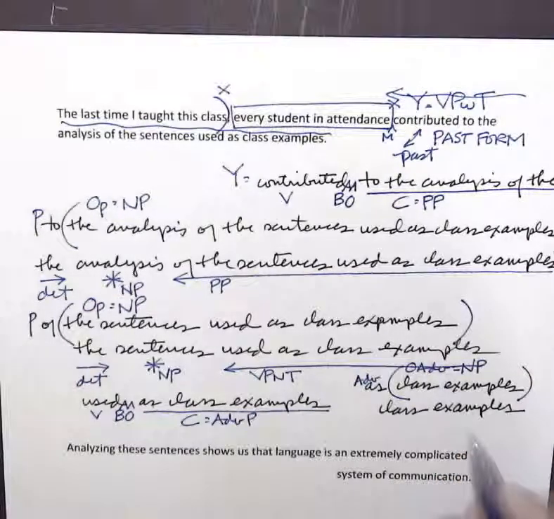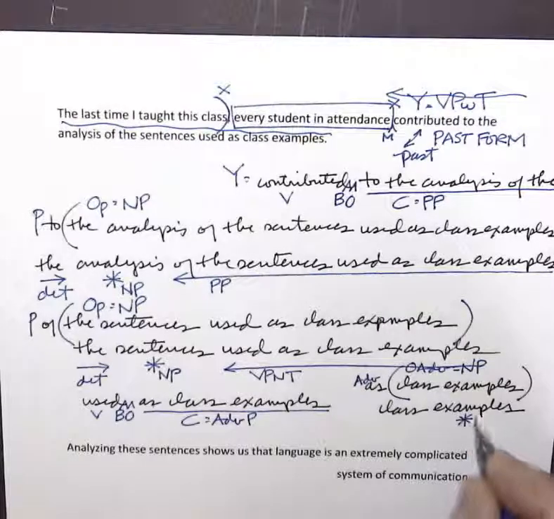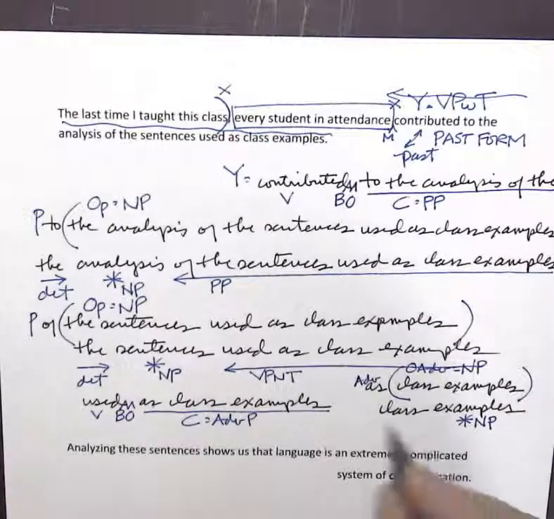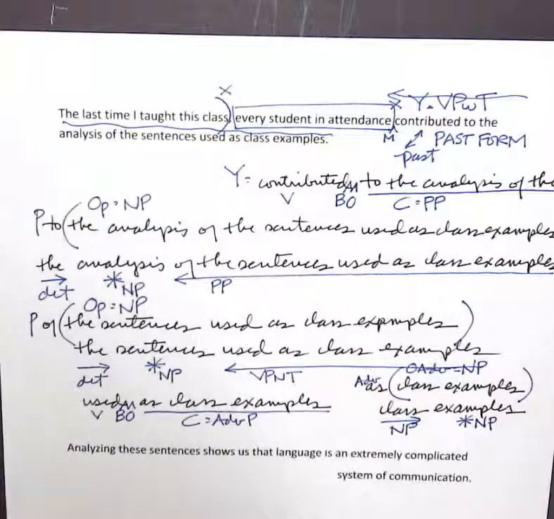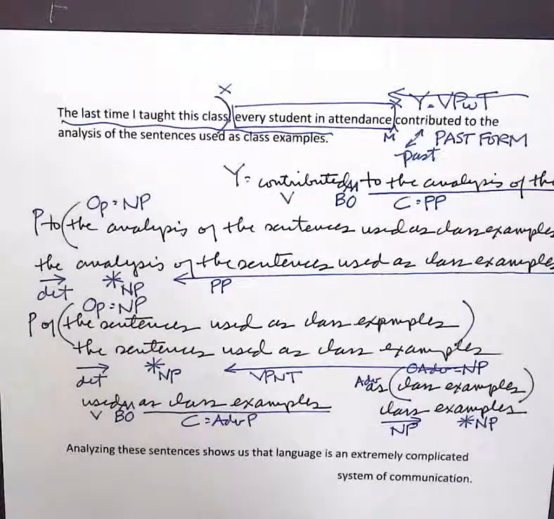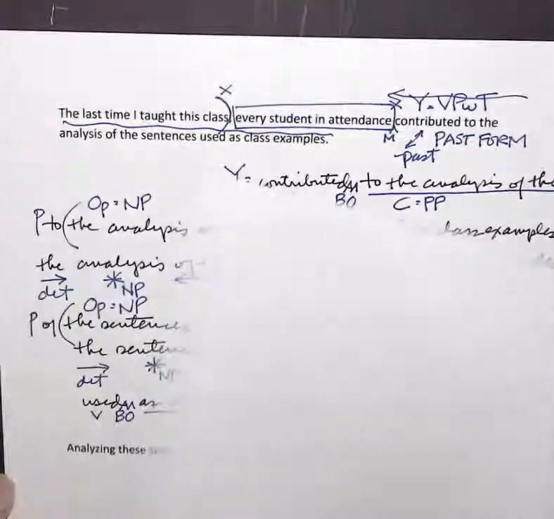Examples is the noun phrase head. And class is a modifier, also a noun phrase. Now I think we have a few more phrases to analyze still. So maybe let's work our way towards the front of the sentence, and let's do the subject next.